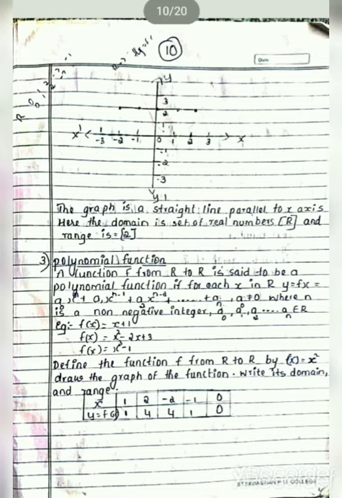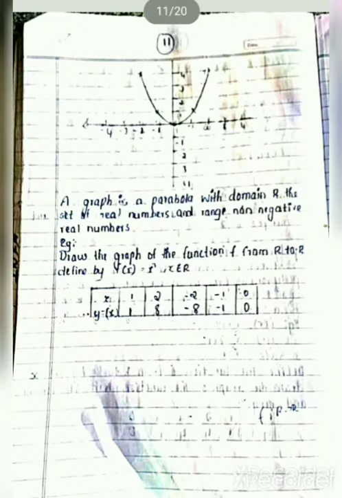Here, we cannot draw the graph of the general polynomial, but let us take the example of a polynomial f of x is equal to x square. Similarly, you give the values to x. If you give x, y is equal to x square. If you give x is equal to 1, y is the square of that, 1 square is 1. If you give x is equal to 2, y is the square of that, it is 4.